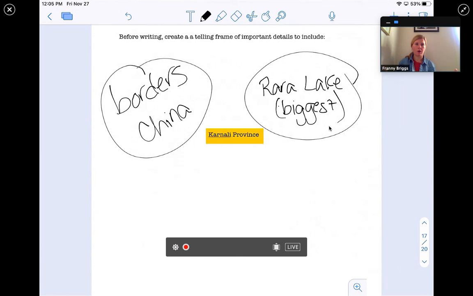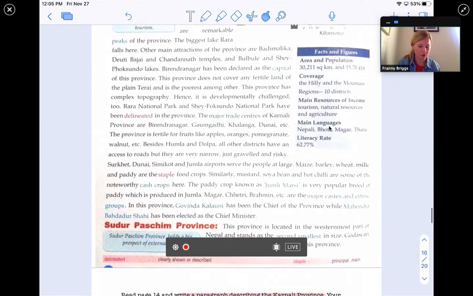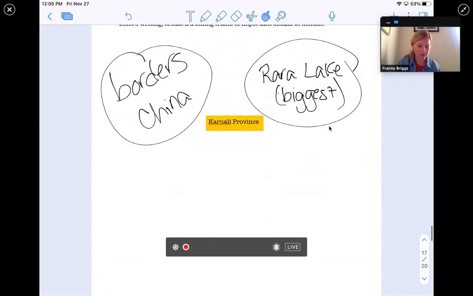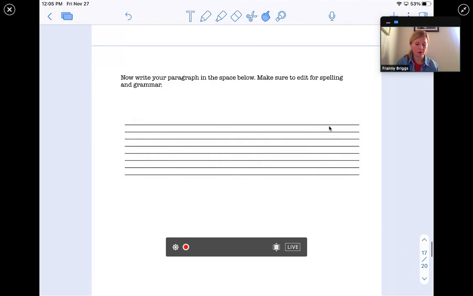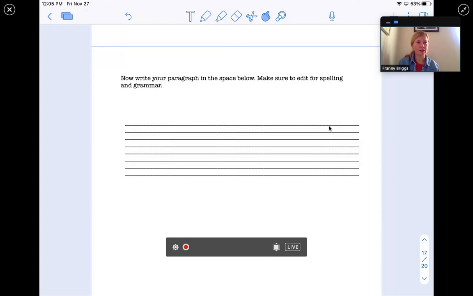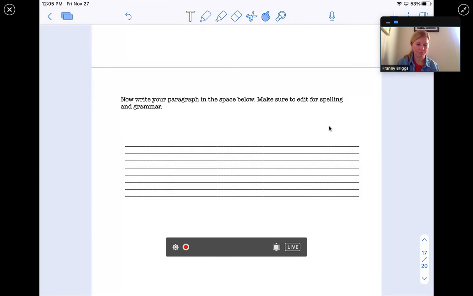So now the students have already begun organizing the information. Now, when they have to go to write their paragraph, it's going to be much less overwhelming. They don't have to look at the book. They can just look at their telling frame that they wrote. The Karnali province borders China. The Karnali province has Rara Lake, which is the biggest lake in Nepal, blah, blah, blah.